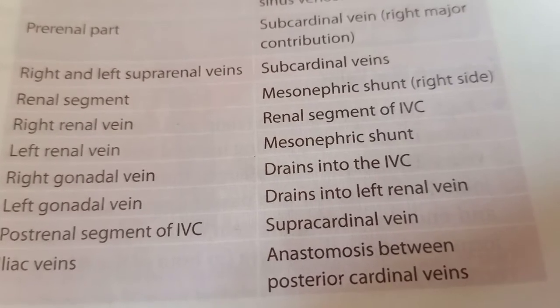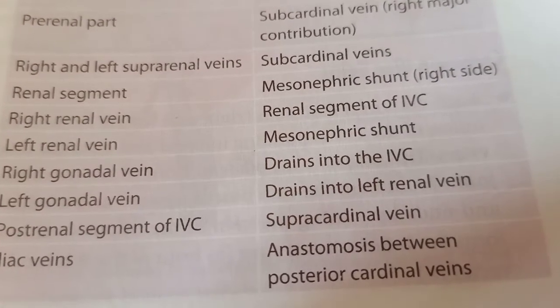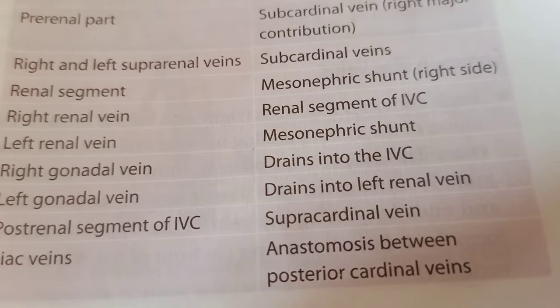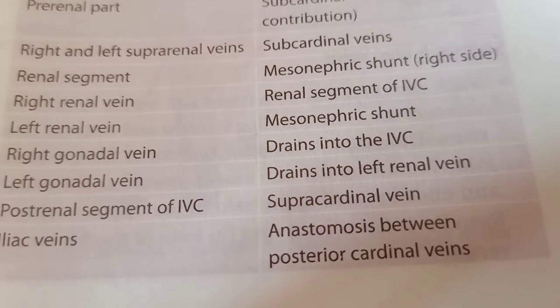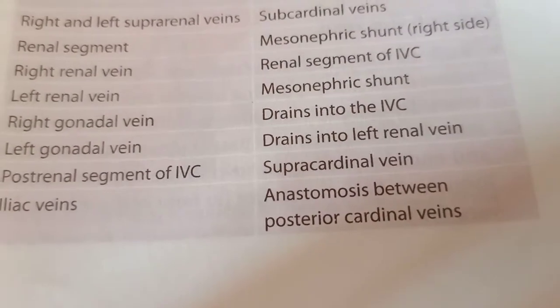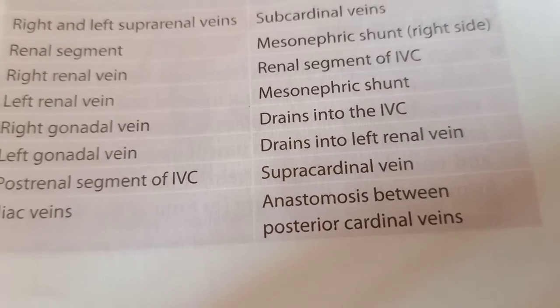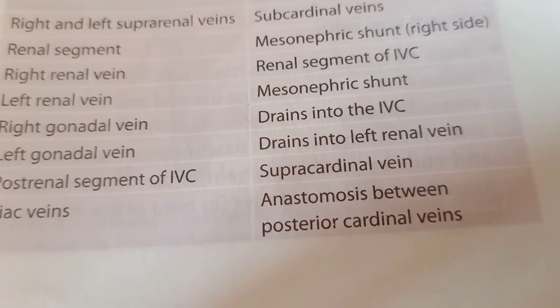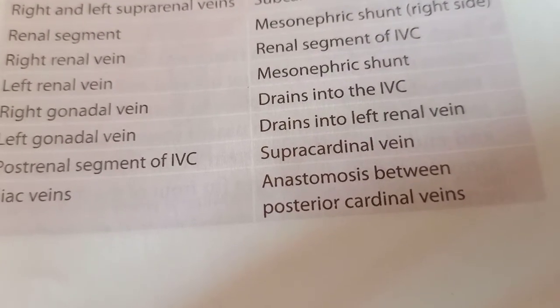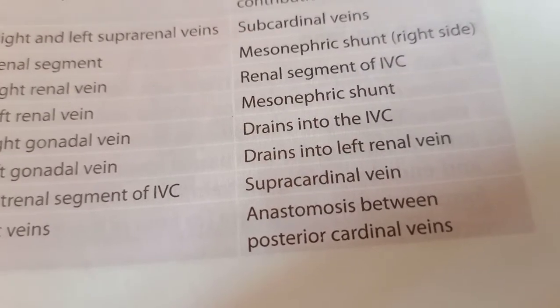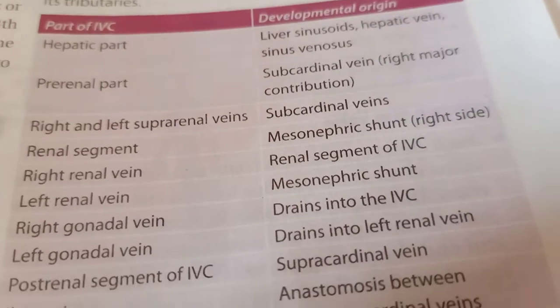The renal segment is from the mesonephric shunt. The right renal vein is from the renal segment of the IVC. The left renal vein is from the mesonephric shunt. The right gonadal vein drains into the IVC. The left gonadal vein drains into the left renal vein. The postrenal segment of the IVC is from the supracardinal vein.